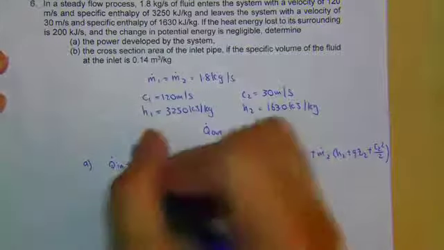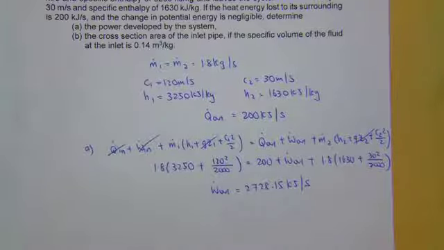So this will be 1.8 times (3250 plus 120 squared over 2000) is equal to 200 plus W dot out plus 1.8 times (1630 plus 30 squared over 2000). So W dot out, in this case, we calculate will be 2728.15 kilojoules per second. After a while, you realize that things are getting a bit boring or repetitive. To be honest, this is one of the easiest tasks in thermodynamics. You just have to identify the correct values and plug them into the equation accordingly. Not much variation. You are sure to score the marks if you listen and do your practice diligently.